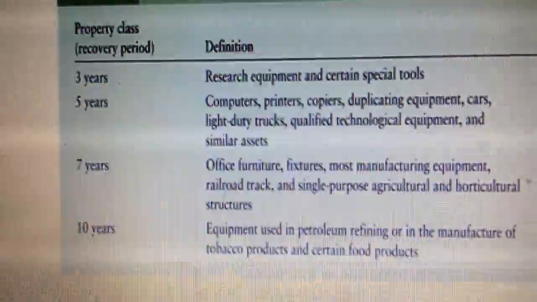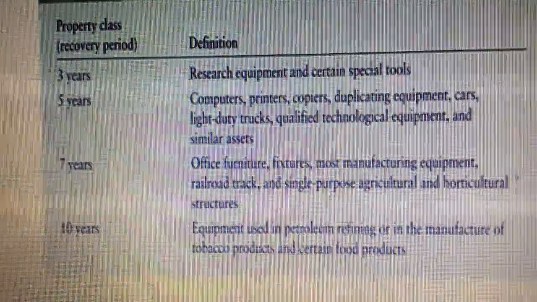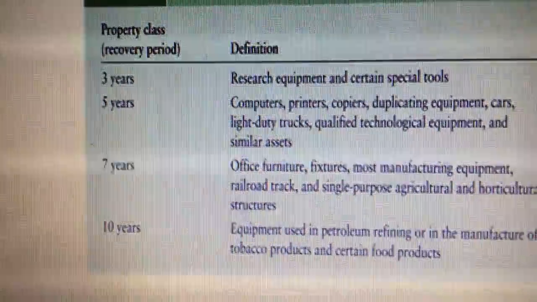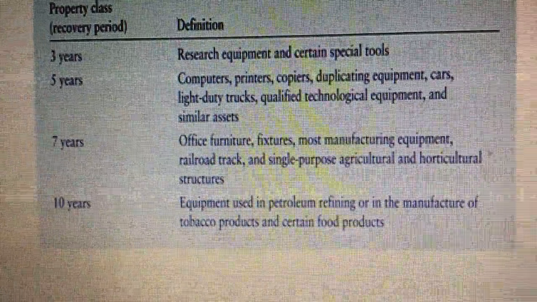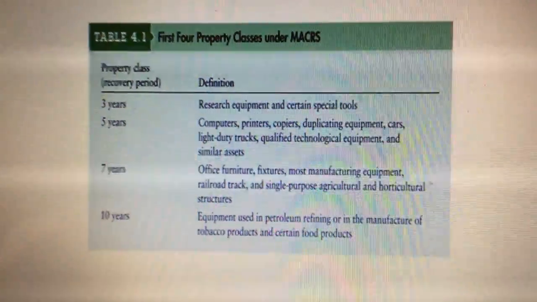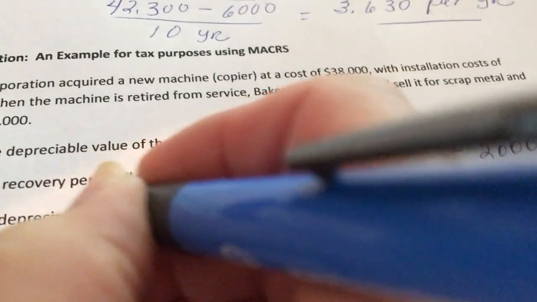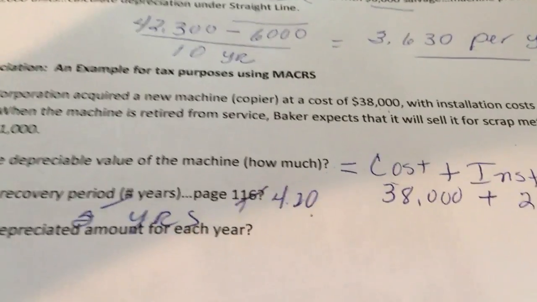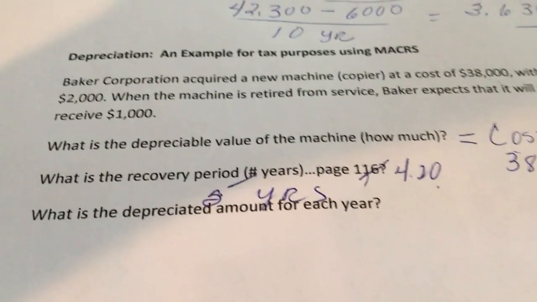Notice for 7 years you have office furniture, fixtures, manufacturing equipment, railroad tracks, single-purpose agricultural. There's a lot that would fall in there. And then 10 years is going to be your big equipment used in petroleum, refinery, tobacco products, certain food. So we know that 5 years is our recovery period here. Okay, so for 5 years, and I would have to give you that table because I don't expect you to memorize that. Okay, so how much for each year are you going to depreciate it?